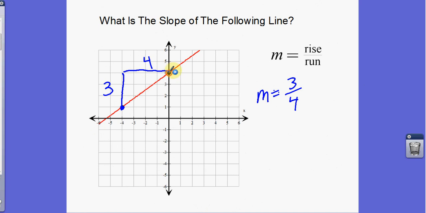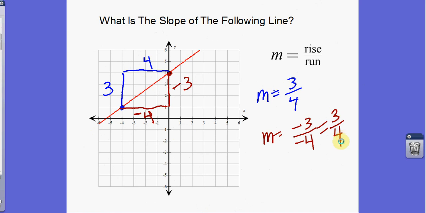I could have started at this point and I could have went down. That's fine. My rise would be a negative amount though then, and I could run in a negative direction, -4, and when I go to write my slope, I'm going to have a negative rise and a negative run, but a negative over a negative is a positive. So it doesn't matter how you decide to do it, which point you start at, your slope for this line is going to be positive 3 over 4.